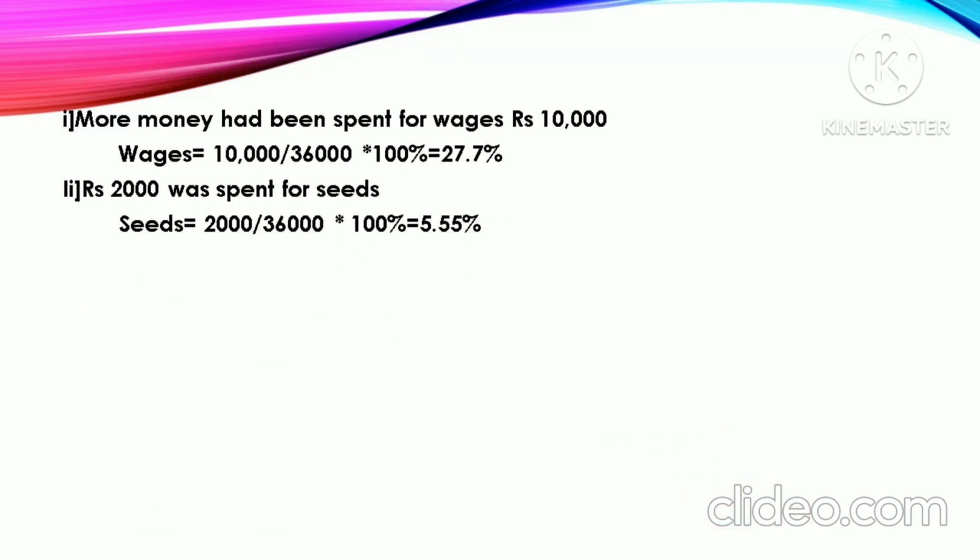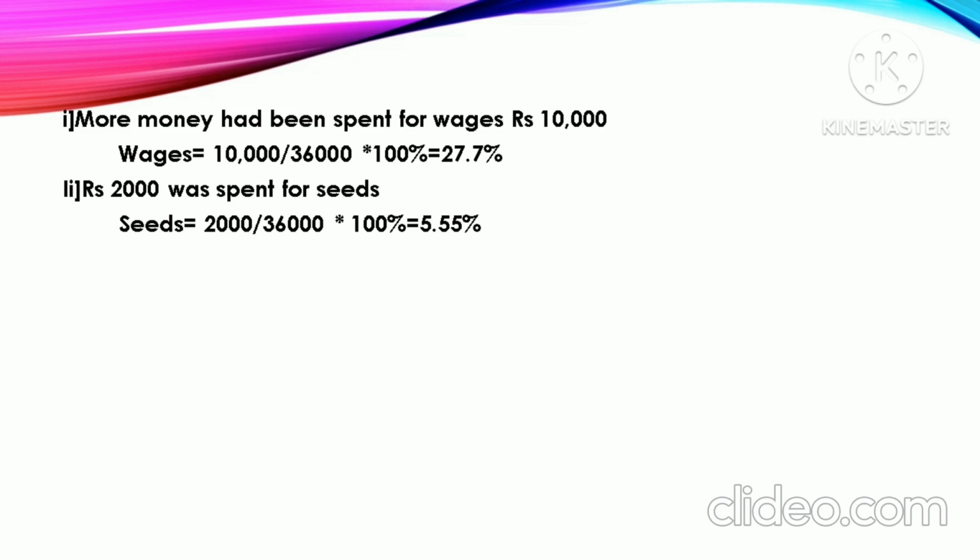Next, more money had been spent for what? More money had been spent for wages. So for wages, rupees 10,000. So wages is equal to 10,000 by 36,000 into 100%. As it is asked to express in percentage, we are multiplying it by 100.